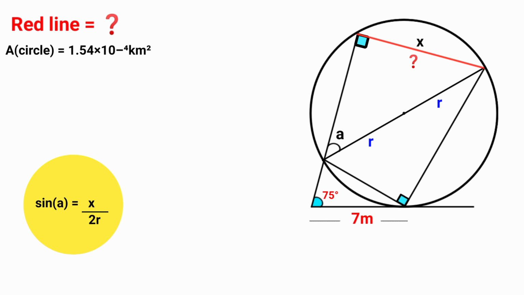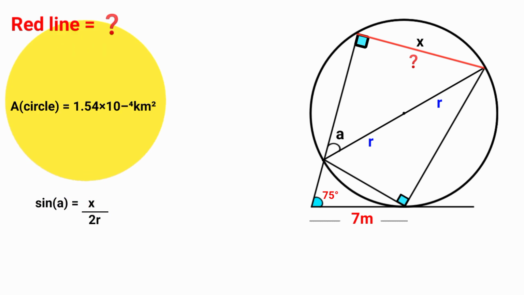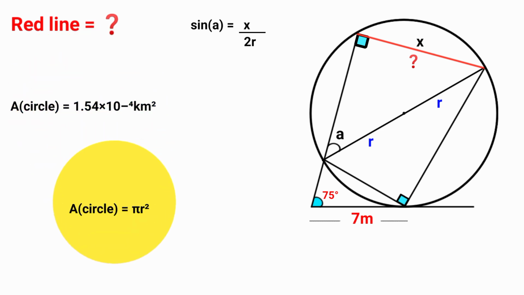Now what is the radius of the circle? We don't know. We come here to this our equation. Area of circle equal to 1.54 times 10 raised to the power minus 4 kilometers squared. The formula for calculating the area of a circle is pi r squared. We equate pi r squared to this 1.54 times 10 raised to the power minus 4 kilometers squared.